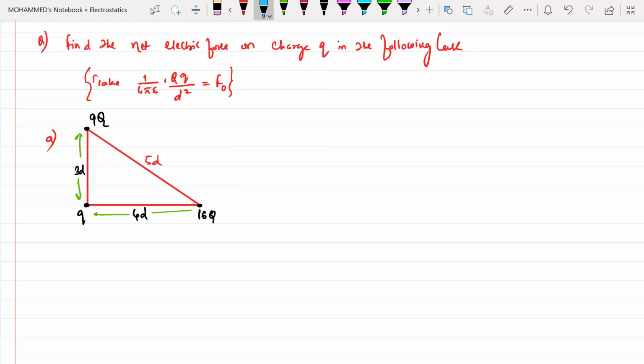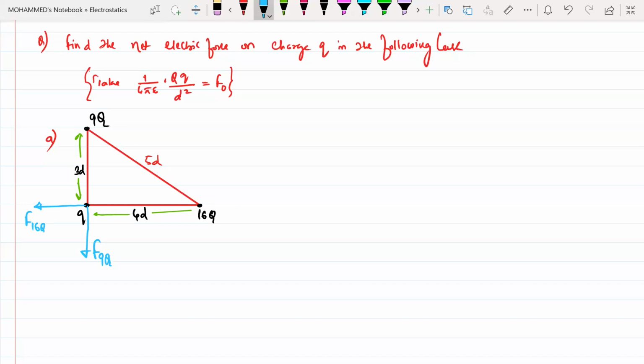Capital 16q will exert a force on small q, and 9q will also exert a force on your small q. Okay, 16q will exert the force acting on this one, beta. This is the force exerted by your 16q, and 9q will also exert a force on this one. So this is the force exerted by your 9q on this one in this direction. Do you agree?